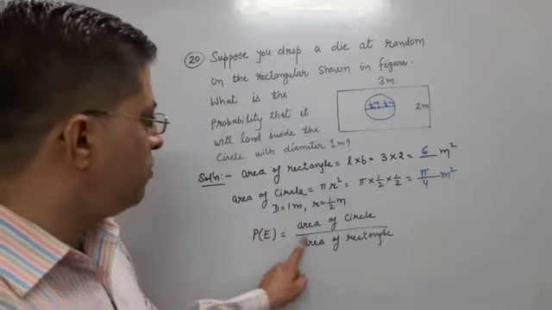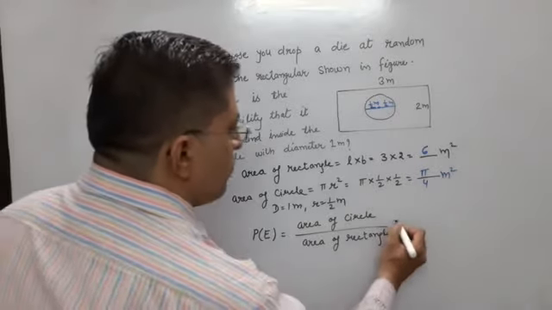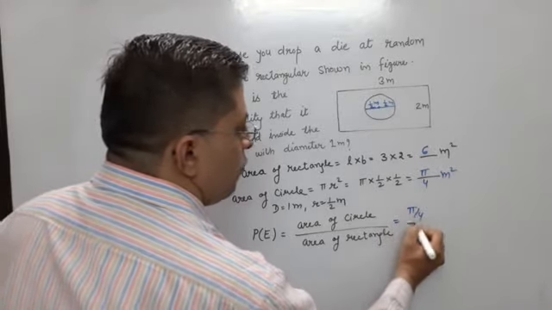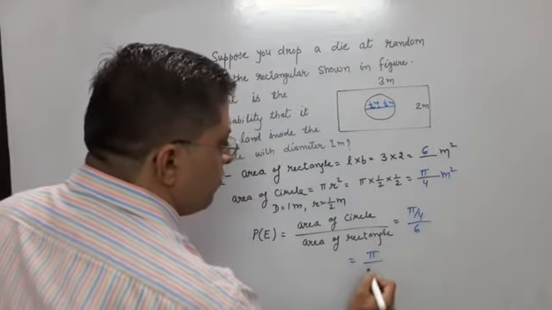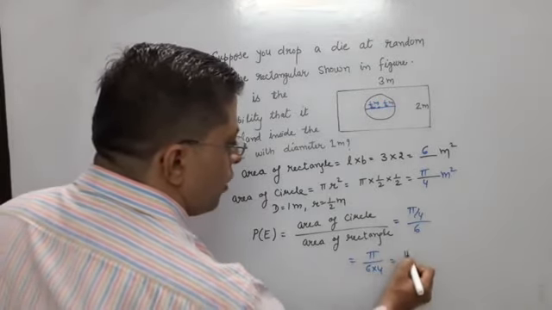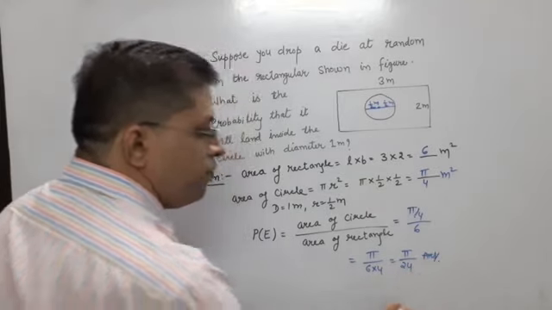Okay. Now what is the probability? Area of circle upon area of rectangle. Area of circle is pi upon 4. This is 6. Then what is our last answer? 6 into 4. You can write pi upon 24. This is your answer.